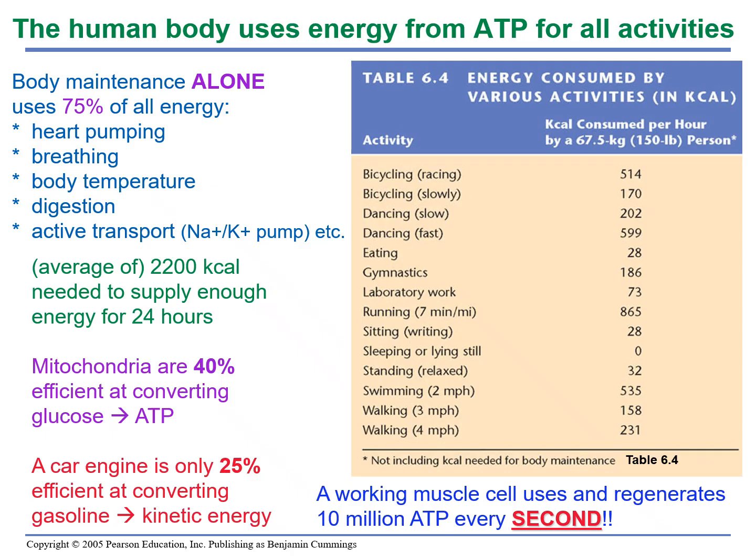Mitochondria are 40% efficient at converting glucose to ATP, so this is where cellular respiration takes place. And a car engine is only 25% effective at converting gasoline to kinetic energy. So the mitochondria are more efficient at converting resources into energy. A working muscle cell uses and regenerates about 10 million ATP every second. These statistics are not needed for the AP exam, but they're good to know and help you understand the importance of cellular respiration.